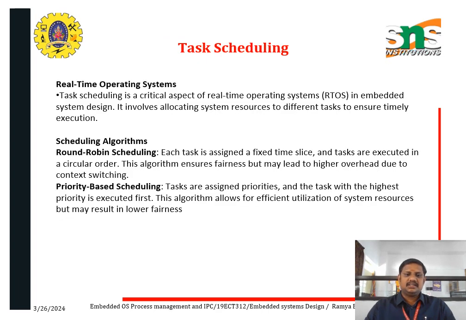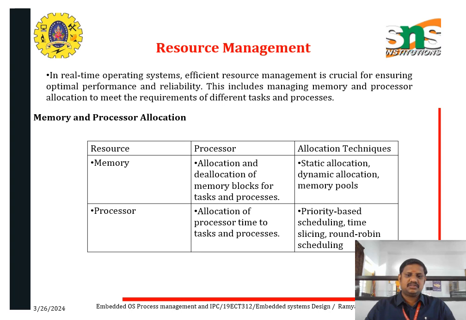Task scheduling we have already discussed. Resource management covers memory and processor allocation and deallocation of memory blocks for tasks and processes. Based upon the task and the process, we allocate the memory units. The allocation techniques are mainly static allocation, dynamic allocation, and memory pools. For processes, we allocate processor time, and priority-based scheduling, time slicing, and round robin scheduling can be used as processor allocation techniques.